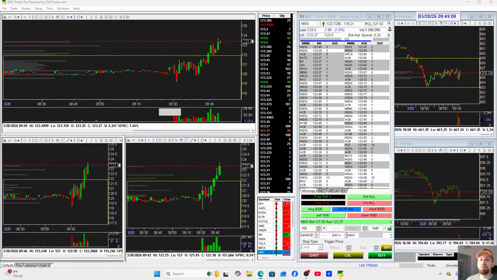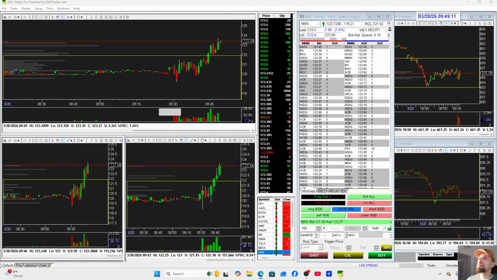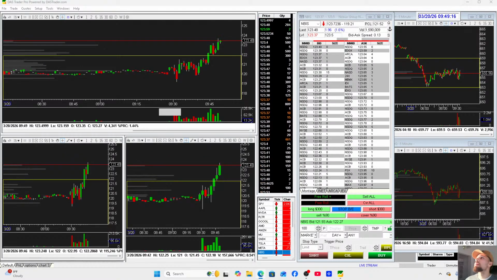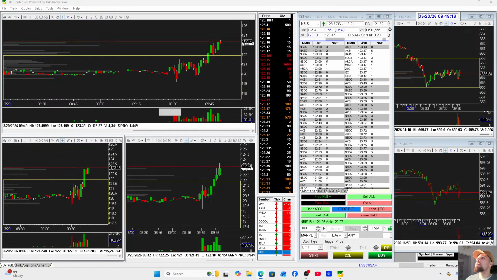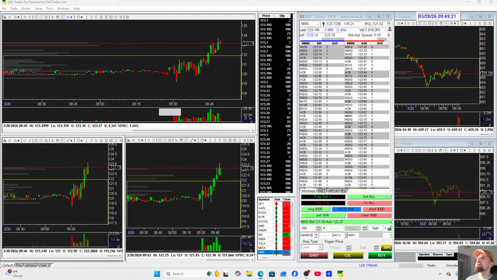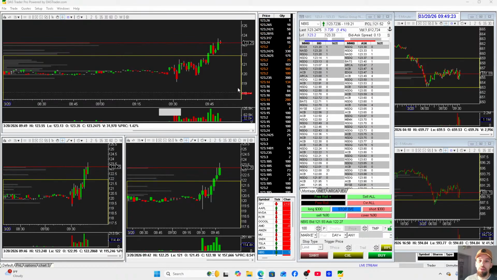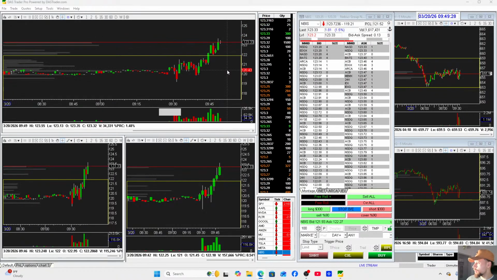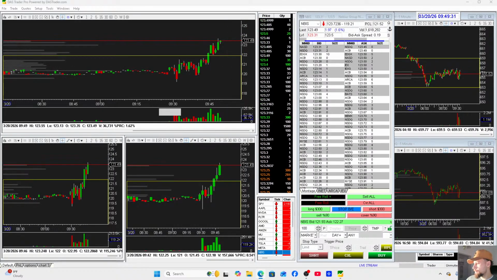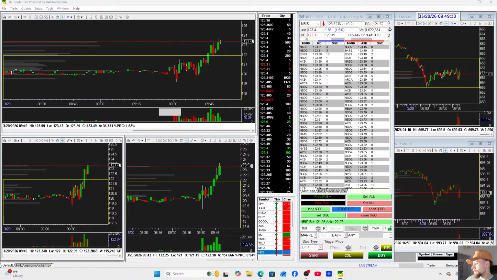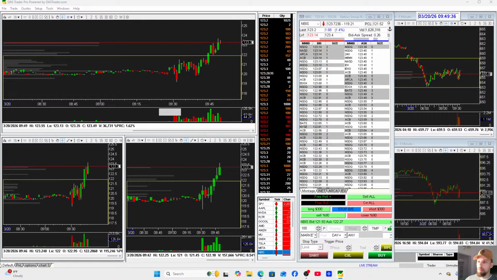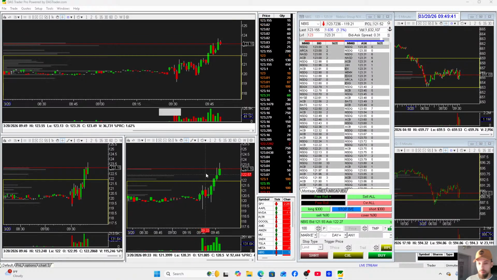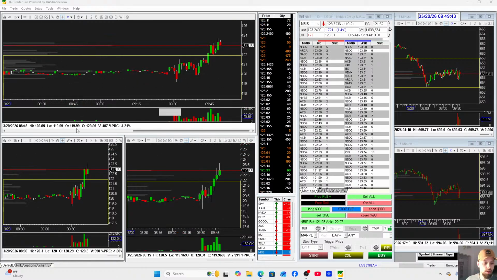Next area of some decent orders, 124, only 3,000 shares looking to get filled, so it's nothing that would really entice the market to keep moving up. 125 is your next significant area. So far it's looking rather bullish, so a lot of volume here.